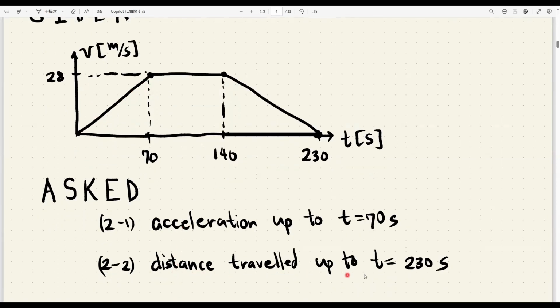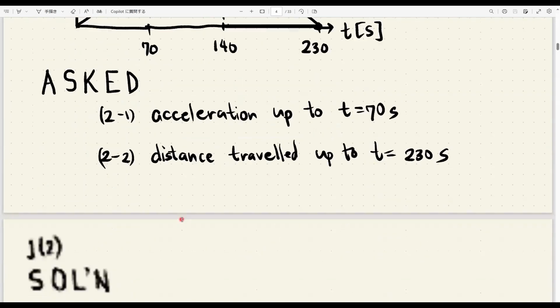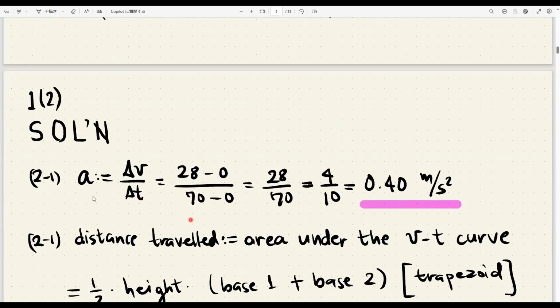Second question is, what is the distance traveled up to t equals 30 seconds? So all throughout, it's been moving. It was moving from t equals 0 up until t equals 30. At t equals 30, it stops moving. So all throughout that motion, how far has it traveled? So let's look at the first one.